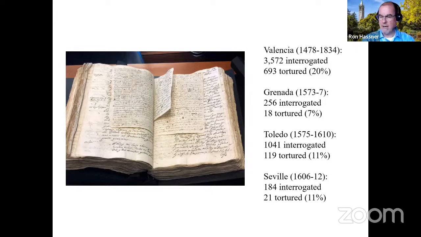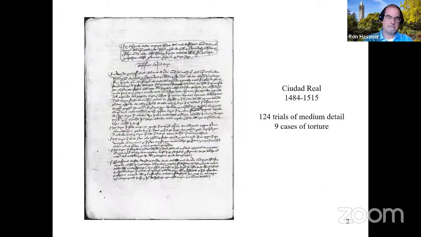Now let me tell you a little about the files and the different shapes they take so that you see how I constructed the information for my book. I could not possibly read even 1% of the archives of the Spanish Inquisition. That would have been a very long and a very, very boring book. So I chose three kinds of data for my book.